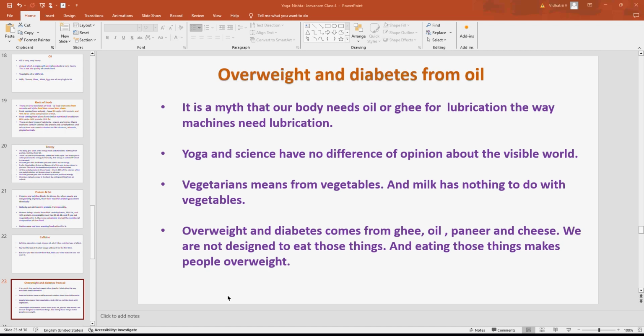We are not designed to eat those things, and eating the oil and ghee and cheese and paneer and all that actually makes you overweight. Not only does taking too much of it make people overweight, but actually we don't need any of it. The notion about lubrication from oil is a complete myth. Whatever oil we need, we get from the whole foods and plant-based diet, right? Oil has no nutritional value. There is no need to take any of those things, right?